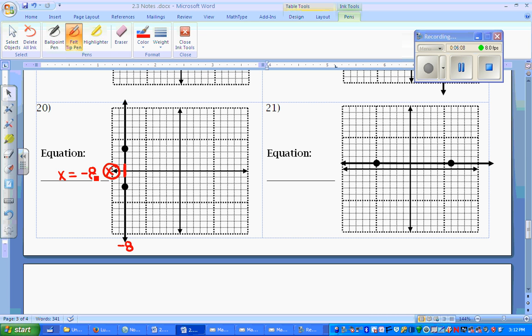Pause the video, please. See if you get it right. Double check, see how you did. Horizontal lines move right to left. It passes through the y-axis at positive 1. y equals 1 is our equation.